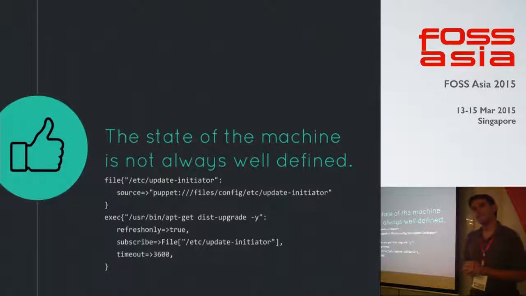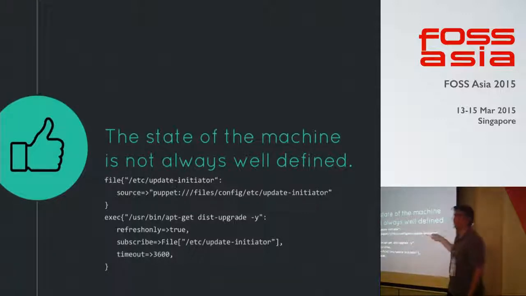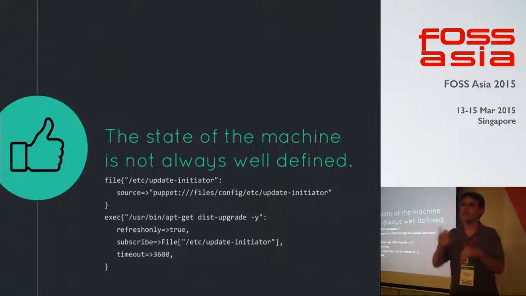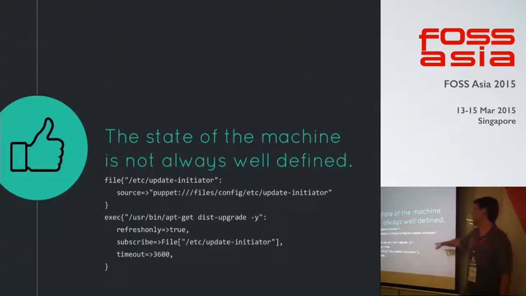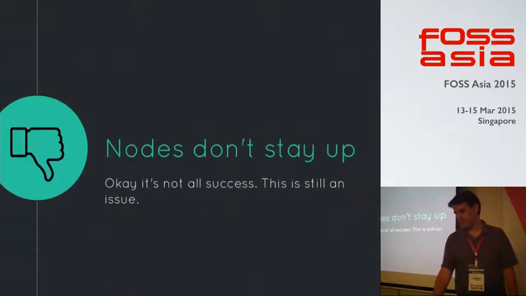How do you update this file remotely? Yeah. So this file, you'll see the source is actually inside Puppet. So I just go into the Puppet Master and change the contents of this update initiator file, which triggers this refresh, which triggers the upgrade. This still happens even in the best of cases. Nodes will shut down in the middle of updates, so there is some babysitting that happens.